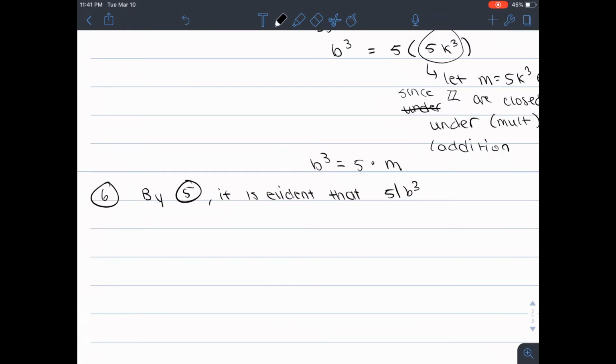Knowing that 5 divides b cubed, we can apply the lemma here again. So 5 divides b cubed means that 5 also divides b by the lemma. Since 5 divides b, we know that b is a multiple of 5.